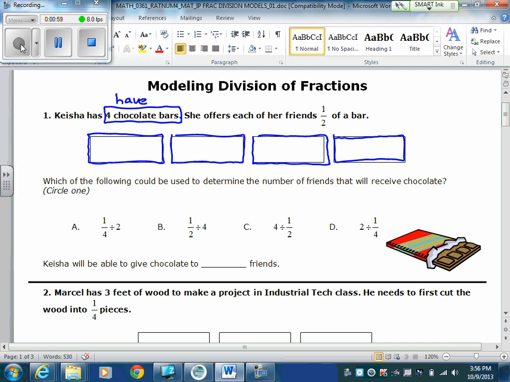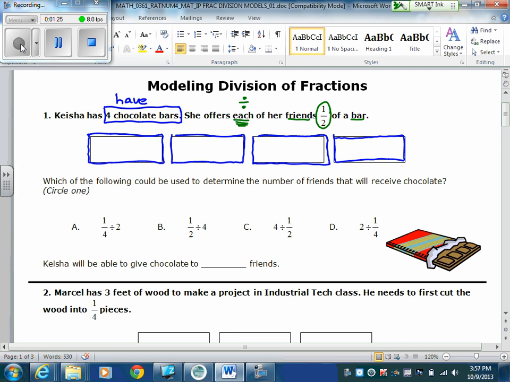Okay, so she offers each of her friends a half. Each is a key word that we've heard for a long time. It means to divide, because we are giving something out evenly. They each get the same amount. We're dividing it up. We're giving each friend a half of a bar.